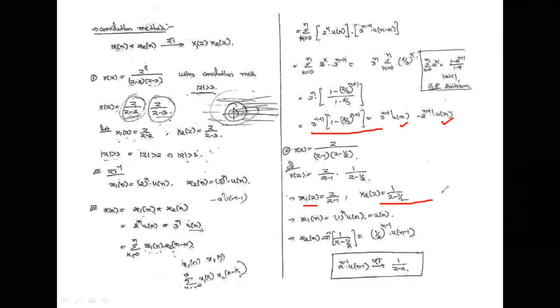Z by z minus a value. What is it, friends? (1/2) whole power n minus 1 mu of n minus 1, one sample shifted. So a power n minus 1 mu of n minus 1 corresponds to 1 by z minus a. Remember this one. This is also a standard function. So we get 1 power n mu of n for the first one, and the second one is (1/2) whole power n minus 1 mu of n minus 1.